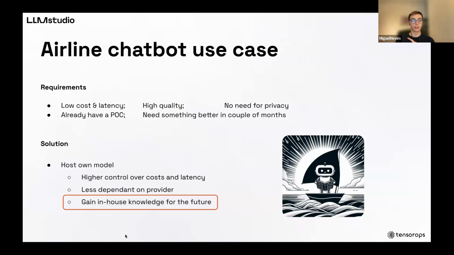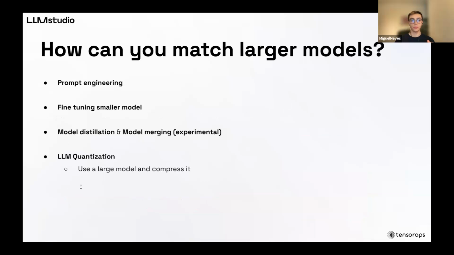Now, I do want to take a tangent here, and let's see. We talked a lot about large models, but how can you actually match these large models using smaller models? There are several techniques you could use. There's prompt engineering, which we actually discussed in a previous webinar, fine-tuning of a smaller model, or some newer techniques such as model distillation and model merging. Now, we do want to focus on LLM quantization. LLM quantization is pretty much the action of compressing a large model into a smaller one. So we'll just take a quick dive into it.